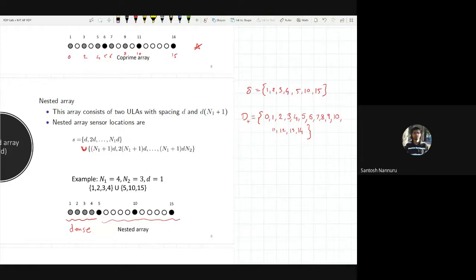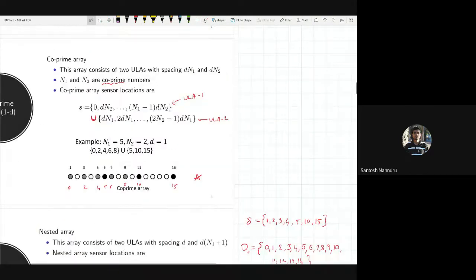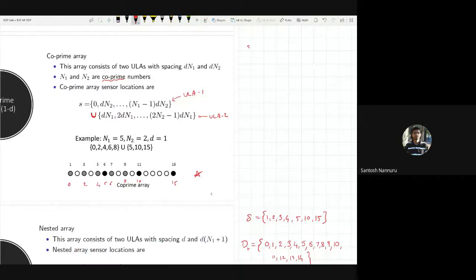You can do the same thing here also. I'll leave it for you to figure out. So this is 0 to 4, 5, 6, 8, 10, 15, and then you find the D plus for this one. Okay, I will leave that for you to work out.